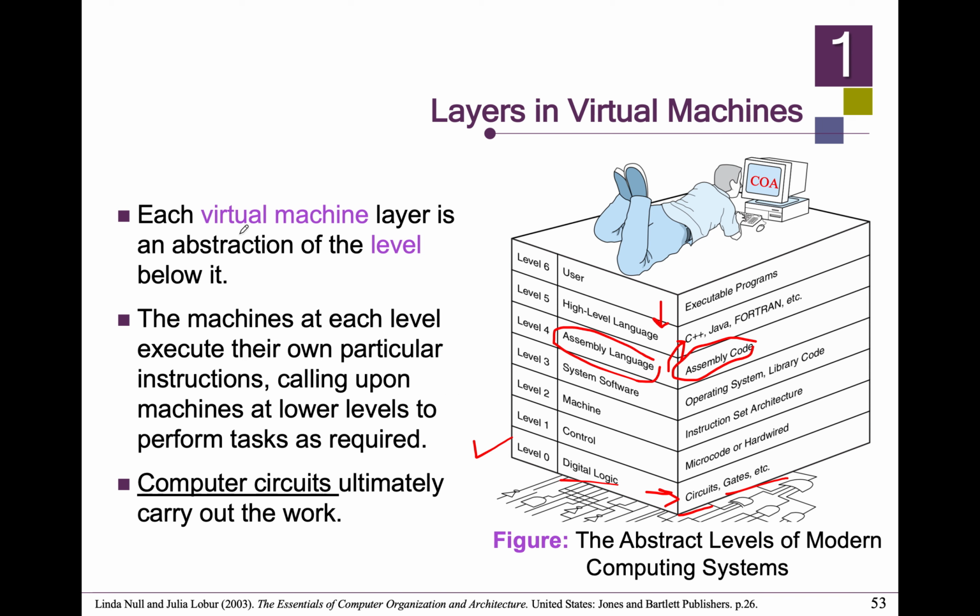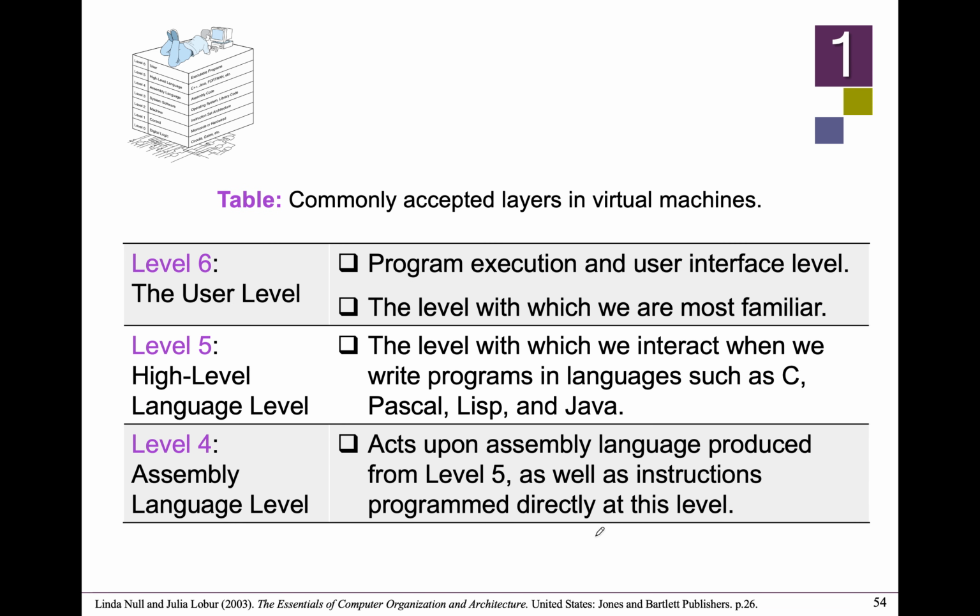Okay, each virtual machine layer is an abstraction of the level below it. The machines at each level execute their own particular instructions, calling upon machines at lower levels to perform tasks as required. So if you don't have this layer, you cannot have the next layer. Computer circuits ultimately carry out the work. And for each of these layers, there is also an explanation. What you need to do is memorize the functions and also the common terms, what each layer is for.